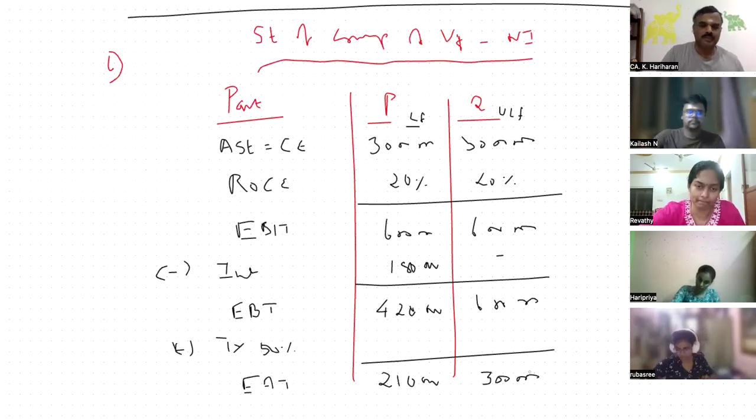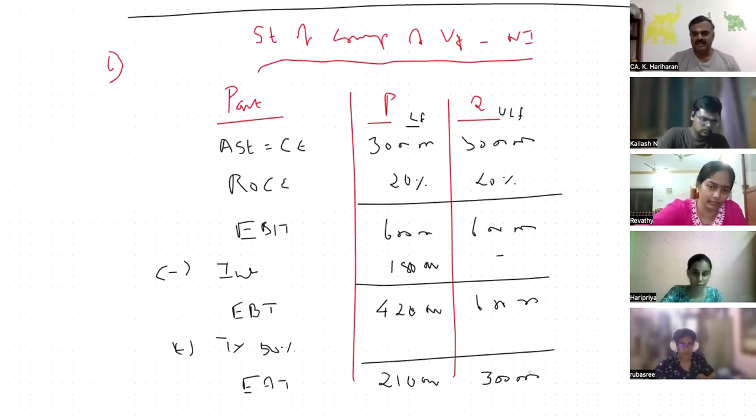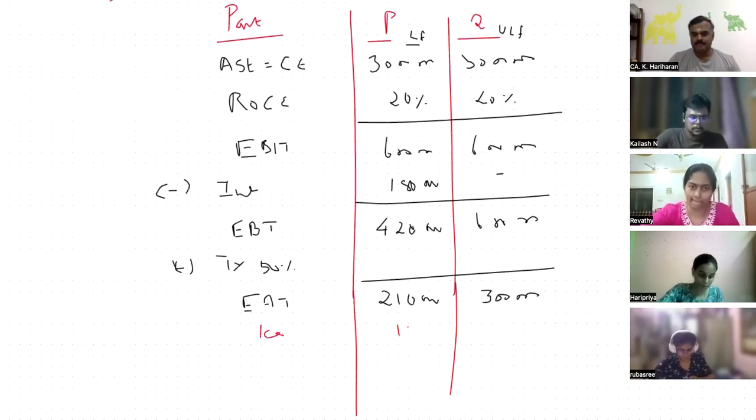So value of equity is equal to 2,10,000 divided by 15%, 14 lakhs for P. And here 3,00,000 divided by 15%, 20 lakhs.